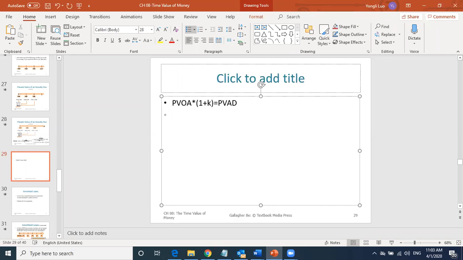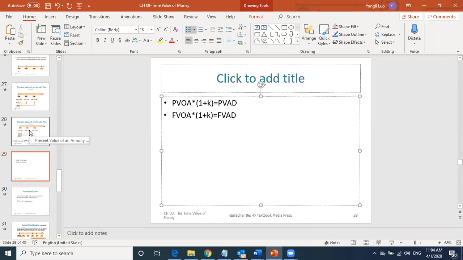And if we do the future value of ordinary annuity times 1 plus the interest rate, that will equal the future value of annuity due.